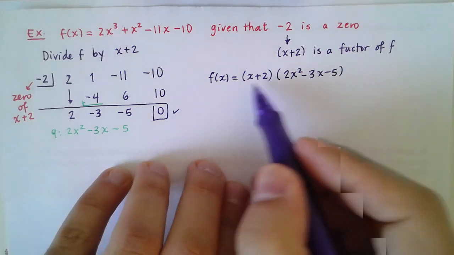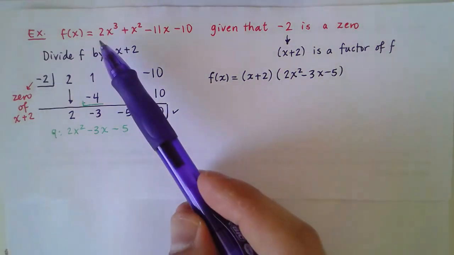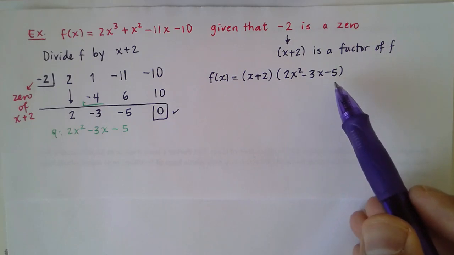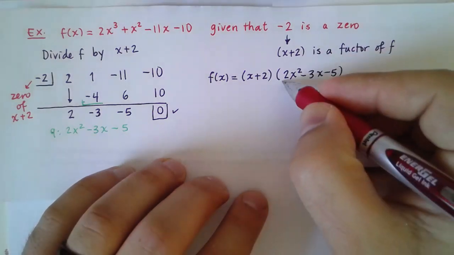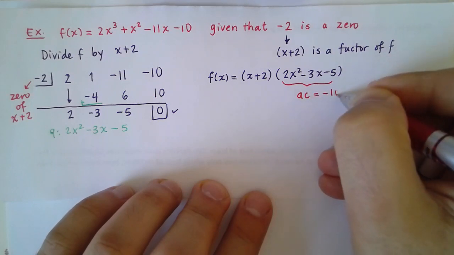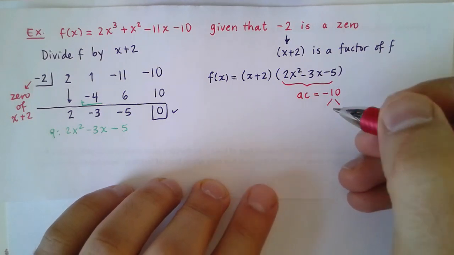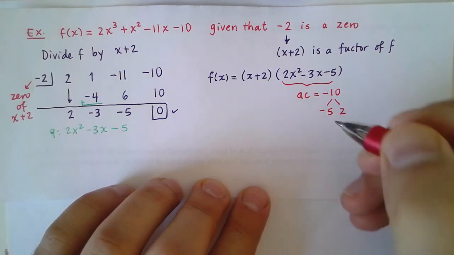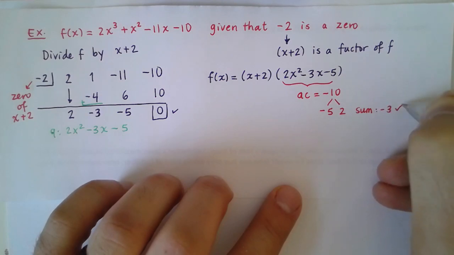See, you know one of the factors, and you know the remaining factor, which is going to be a quadratic because this is degree 3. And now you can simply find the zeros of this factor. You can use the AC method, for example. So AC is negative 10. Look for 2 factors of negative 10 whose sum is negative 3. So that's going to be negative 5 and 2. If you add them, you get negative 3. So let me just write it down. The sum is negative 3, so that works.